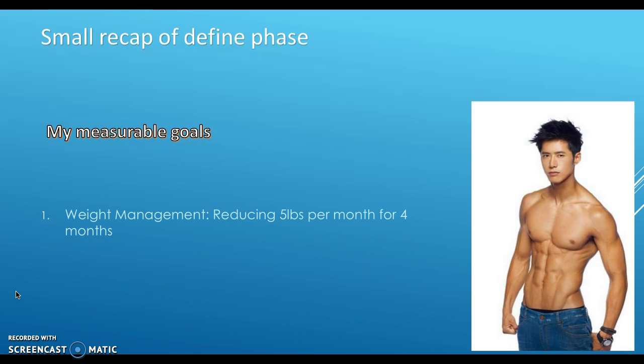So my first goal was weight management. I decided that I want to lose 5 pounds per month for at least 4 months, so it's a total of 20 pounds. Now, it looks like a lot, but I'm making some good headway toward this goal.